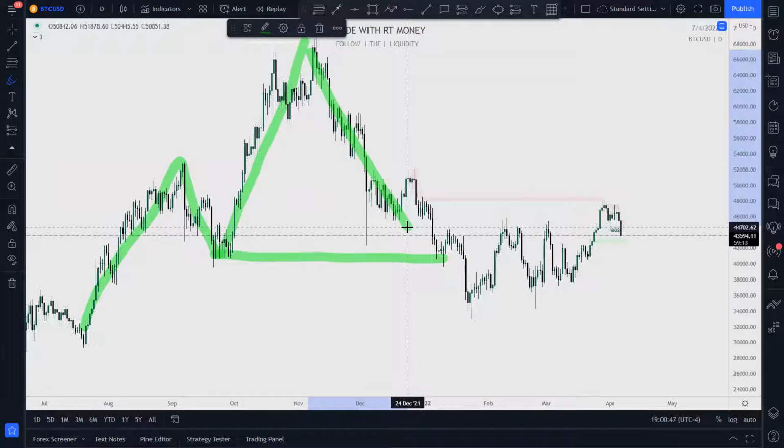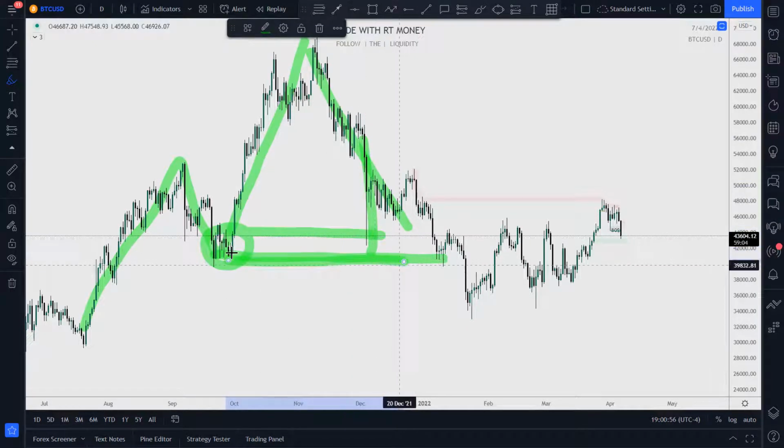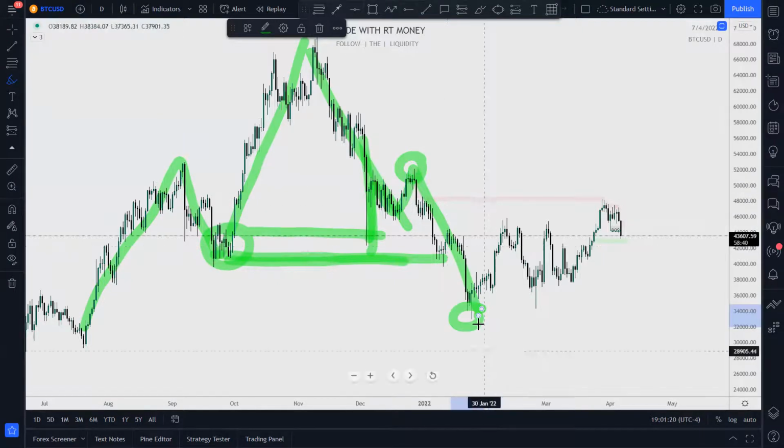Now, this piece here is important, because we bounced off of this zone of demand. This was the reaction that led to this higher low before price ran right through it. So for me, this is a lower high that leads to this lower low.